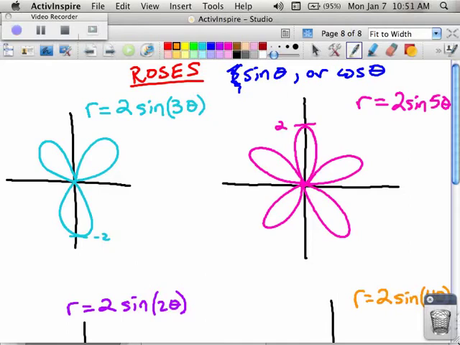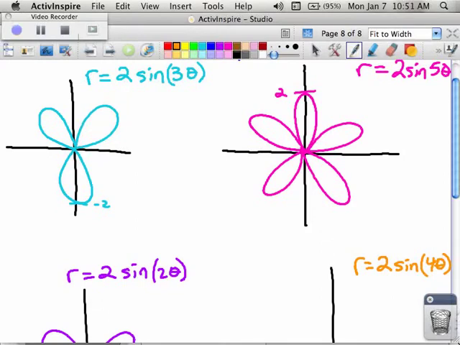Look at the numbers preceding the angle, theta. That number, if it's odd, is the number of petals that you have. But if it's even, the number of petals are doubled. Meaning if there's a 2 in front of the theta, there are 4 petals. If there's a 4 in front of the theta, there are 8 petals. If there's a 10 in front of the theta, 20 petals.